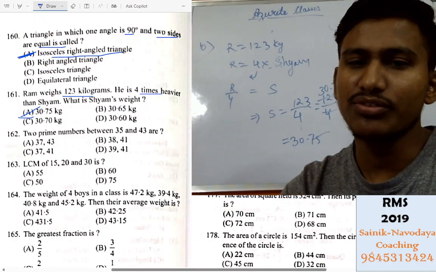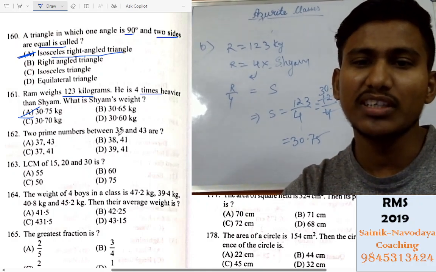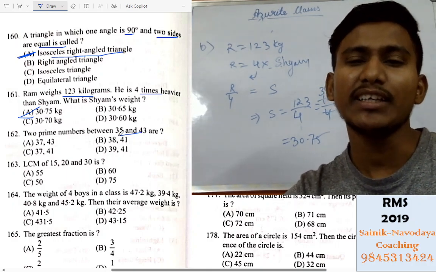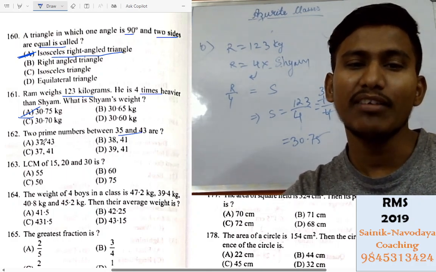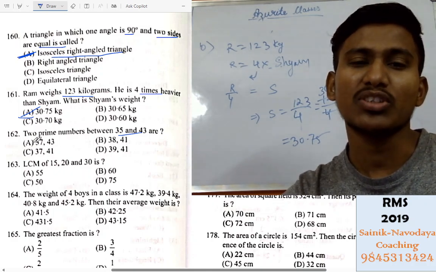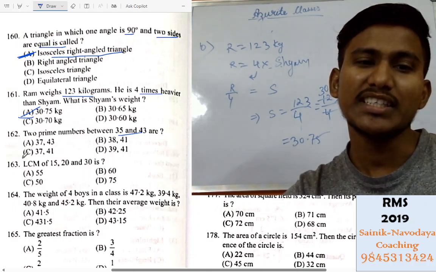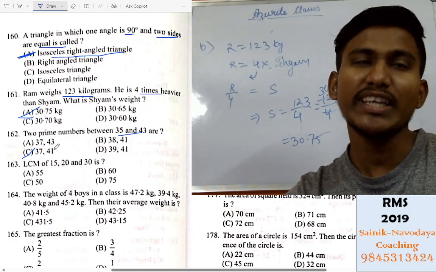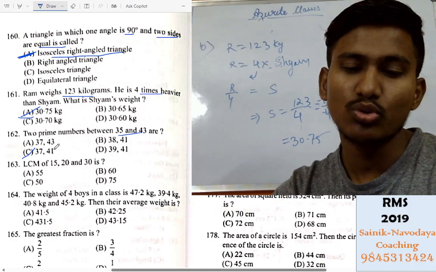So next question is very easy. Two prime numbers between 35 and 43. What will be the answer? After 35 will be 37, and 39 is not prime. 37 and 41. So that is option C. Two prime numbers. Okay.